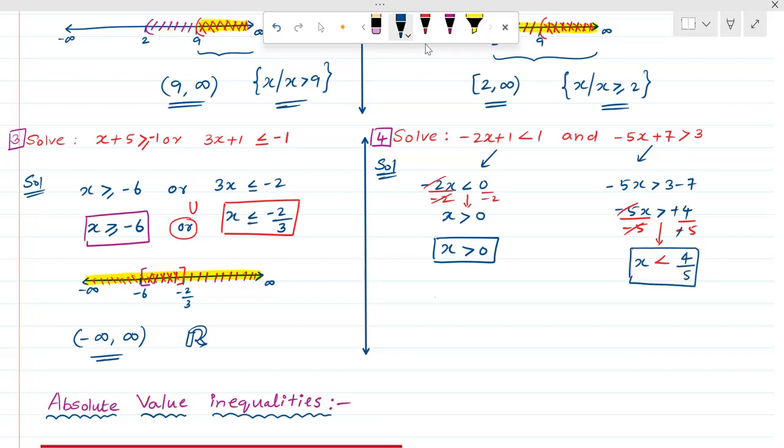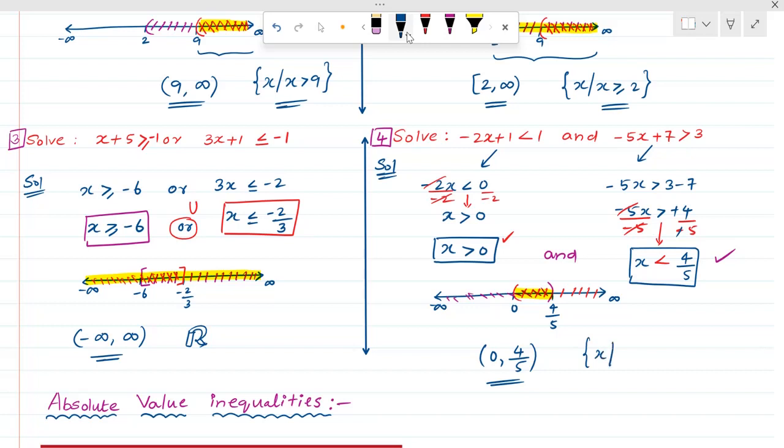Now always we will do the same thing, that is a line graph. So it is 0 here and 4 over 5 will be here. So what is the graph here? The solution for this one is open to the right, and for this one it is open to the left. So here in between you will have an and. What do you mean by and? And means intersection. The intersection part is this part. So therefore the solution is 0, 4 over 5. 0, 4 over 5 is the interval notation.